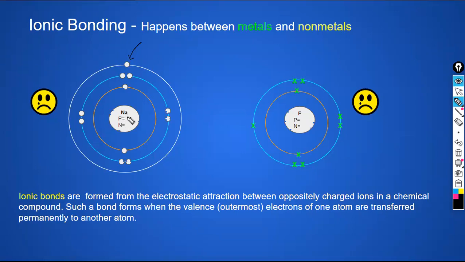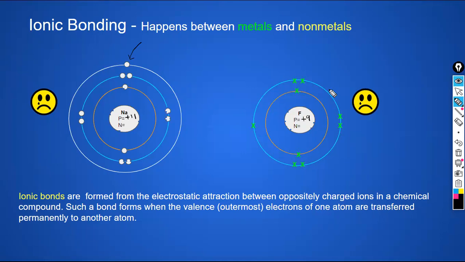Sodium is supposed to have how many protons to balance off the 11 electrons here? It's supposed to have 11 protons. I don't care about the neutrons right now. How many electrons does fluorine have? 1, 2, 3, 4, 5, 6, 7, 8, 9. It has 9 protons to balance off the 9 electrons.